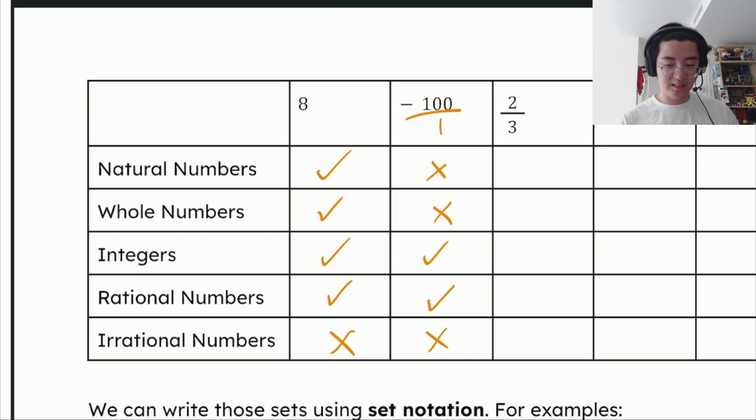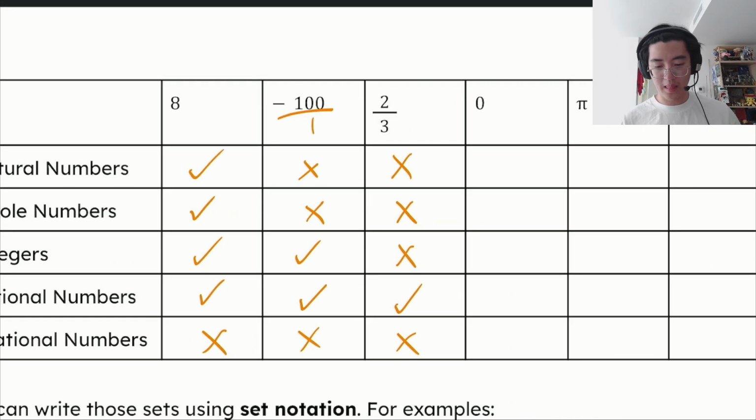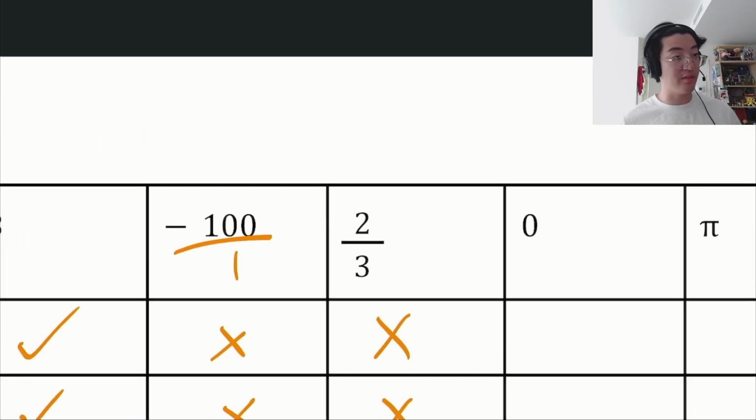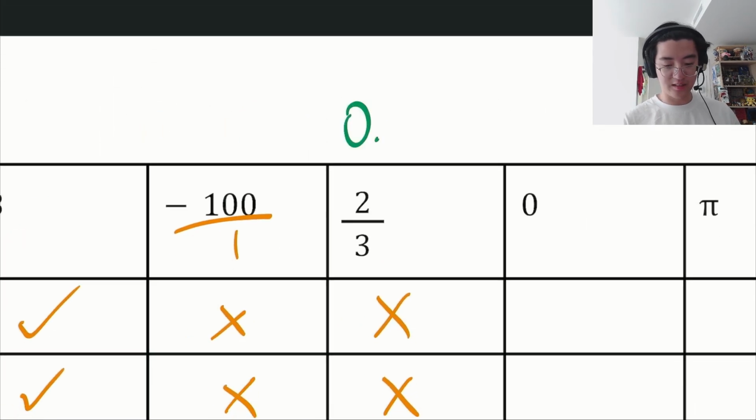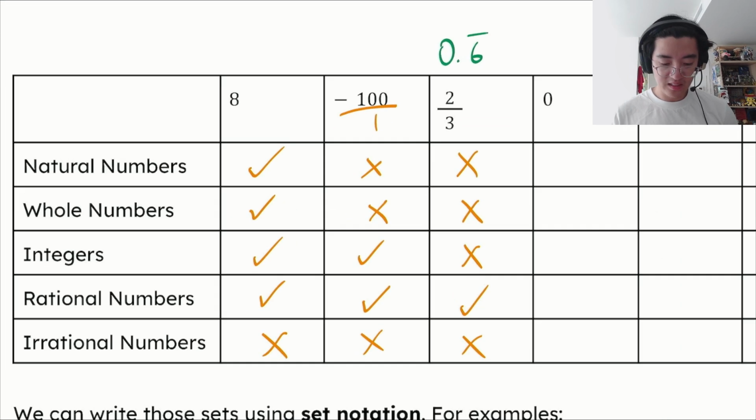2 over 3. Not natural. It's not a whole number. Not an integer. Rational, yes. It's a fraction, so yes, that can be put into a fraction. Not irrational. If you're curious, 2 divided by 3 is 0.6 repeating. It's 0.6 repeated forever, hence why it's rational.